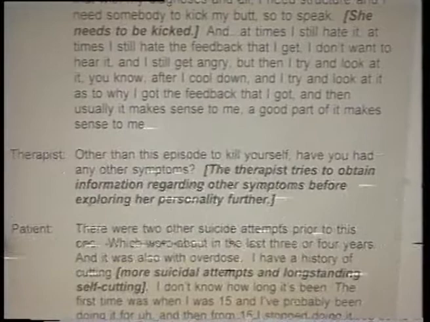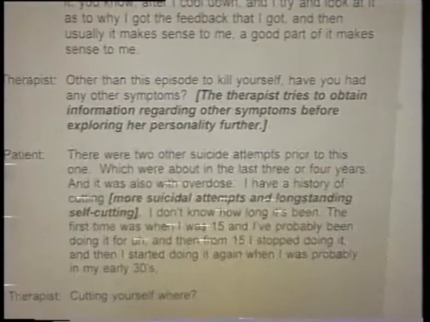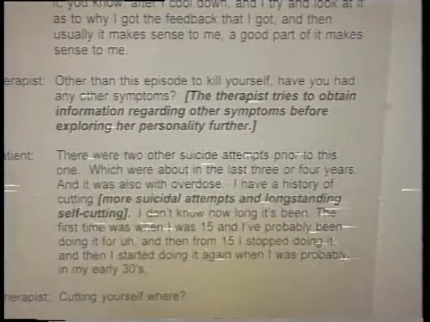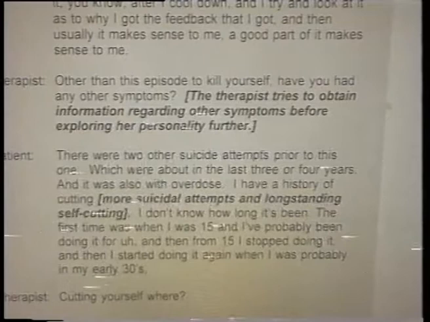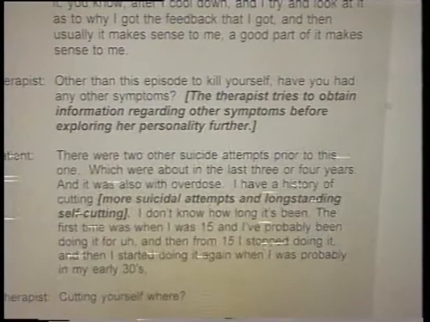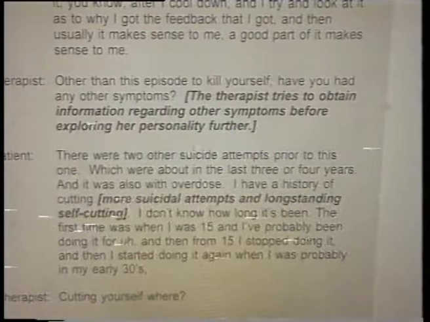Then Kernberg typically goes, he's now done some of the assessment of suicidal behavior. Now he goes, other than this episode of trying to kill yourself, have you had any other symptoms? The therapist tries to obtain information about other symptoms before exploring her personality further. And this paragraph actually summarizes a lot, so if we just read that, then I'll go on.